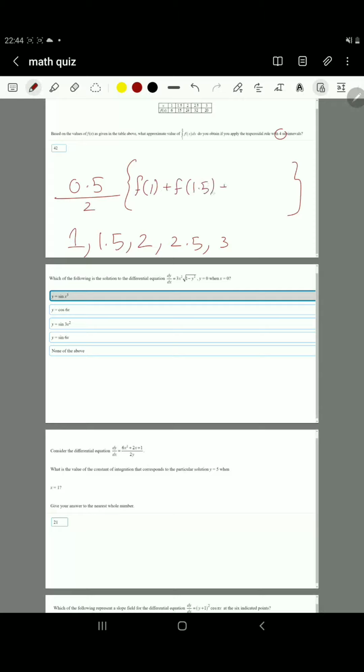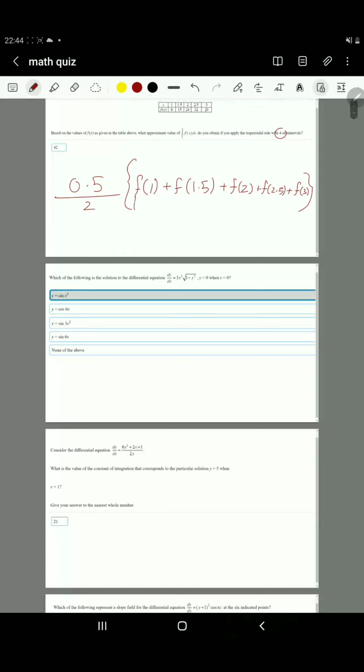So 1, 1.5, 2, 2.5, and 3. And we're done. But the difference is, whatever is between the extremities, you have to multiply it by 2. So whatever is inside here, you multiply it by 2. Anything that is not the extremities, you multiply it by 2. And that's actually the answer.